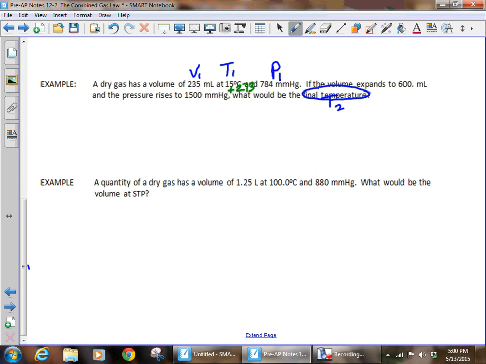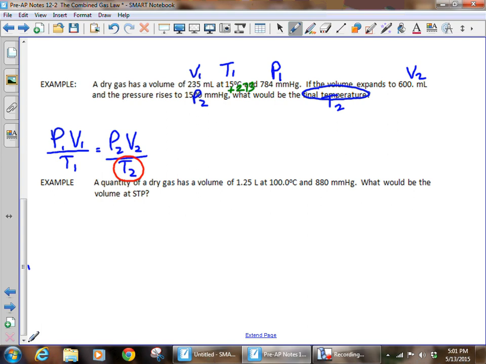So then the volume expands to 600 milliliters. There's our V2, and the pressure rises to 1500 millimeters of mercury. There's our P2. So writing our equation, P1 V1 over T1 equals P2 V2 over T2. Solving for T2, always an issue when we're solving for temperature, remember. So as soon as you circle temperature as your unknown, you need to remind yourself that you're going to be doing a little bit extra to solve for that.